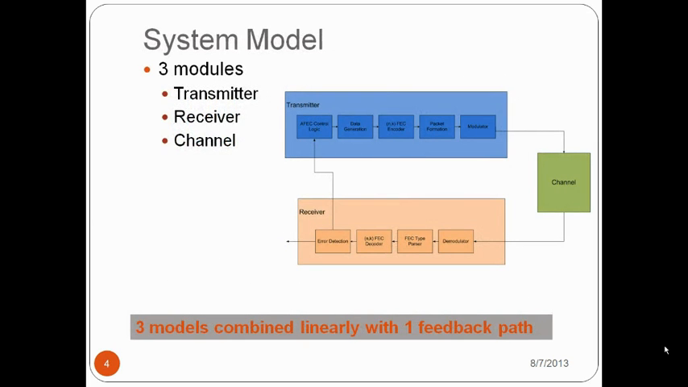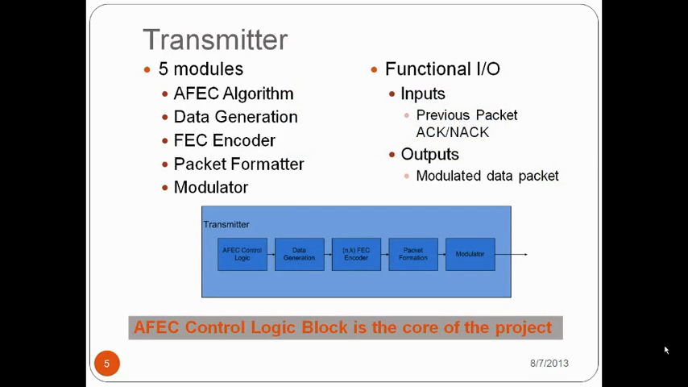So the system model was split up into 3 functional blocks: the transmitter, the channel, and the receiver. The feedback path is between the receiver and the transmitter. The transmitter is then split up into 5 sub-functional blocks. It begins with the AFEC control logic, and then it goes to the data generation, and then it goes to an adaptive FEC encoder, and then the packet formation and modulator.